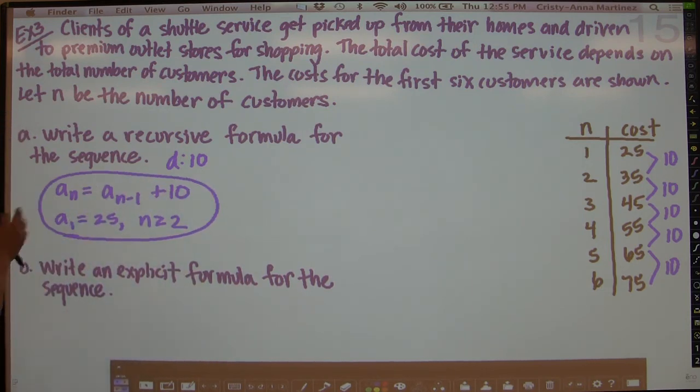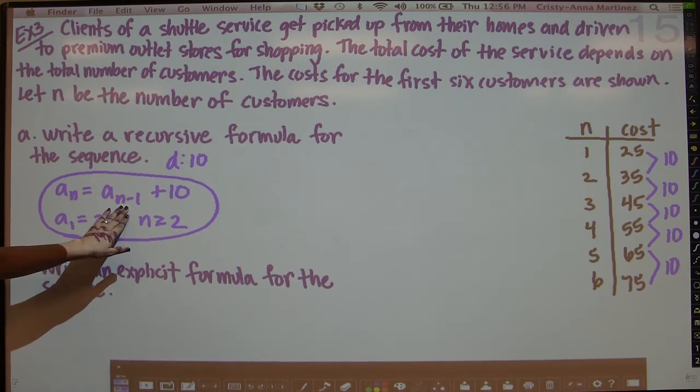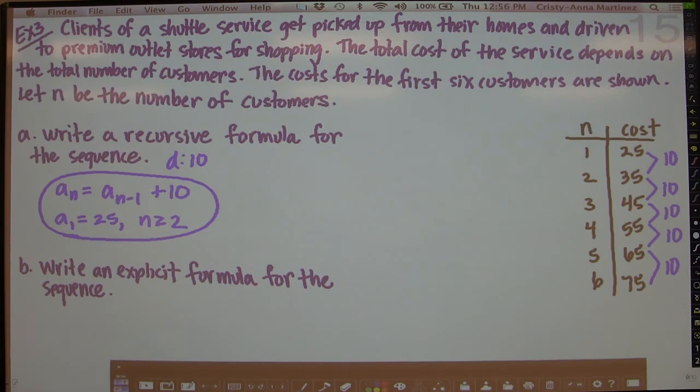But now we want to take this and actually write an explicit formula. And an explicit formula is one that doesn't have the n minus 1 thing. The n minus 1 is basically what tells us to go to the preceding term. And we don't want to have to go to the preceding term. So in an explicit formula, we have to figure out what that is.